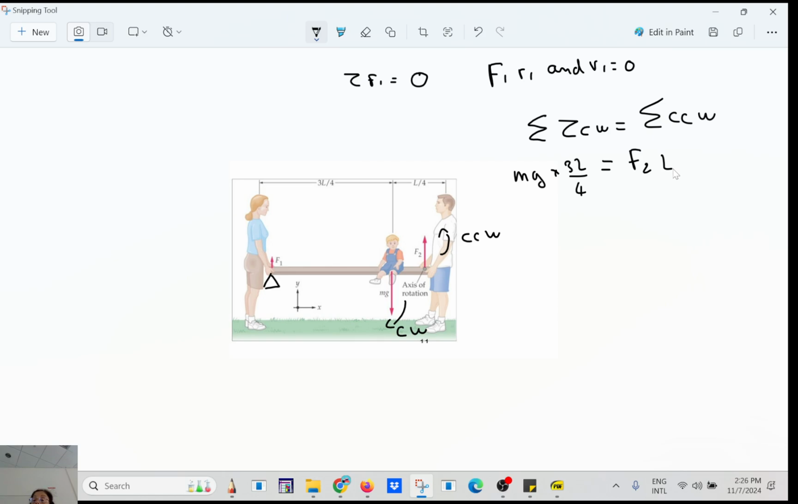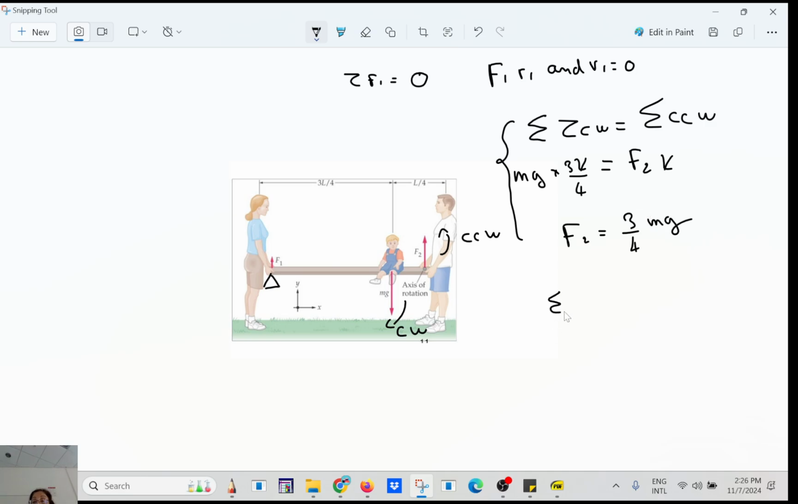Okay? You can even do boom, boom. So you see that F2 will be 3/4 of mg. We rarely do those. This is algebraic expressions, but it's good to understand how it works.